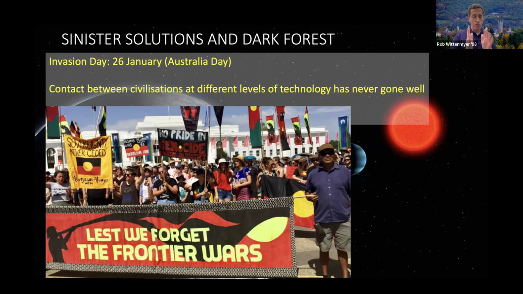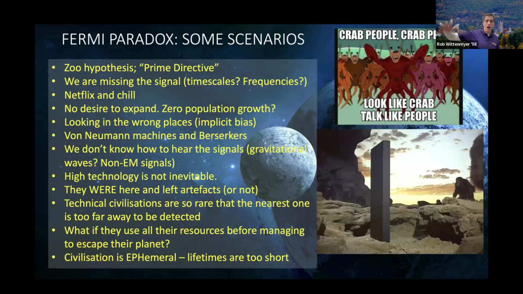I always do this because we're doing this class around Australia Day, which is a very controversial thing. We call it Invasion Day. It just highlights that this is something that is a thing, and maybe this is why we haven't heard from aliens, because they're hiding, or maybe we should be afraid of the aliens. Here's a few scenarios just running through real quick. Prime directive, if you're a Star Trek fan, I love Star Trek, so maybe it's non-interference. Zoo hypothesis, are we in a zoo just being observed? Missing the signal, right? What if they're transmitting in a signal type that we can't see?